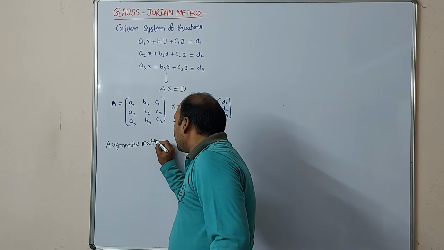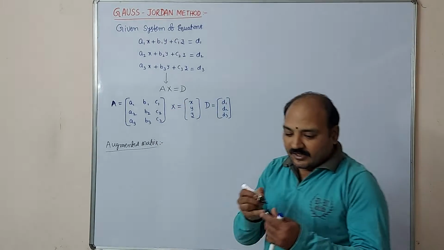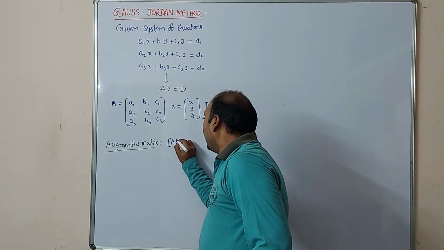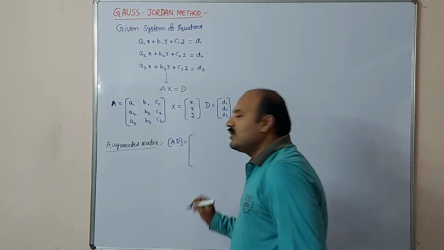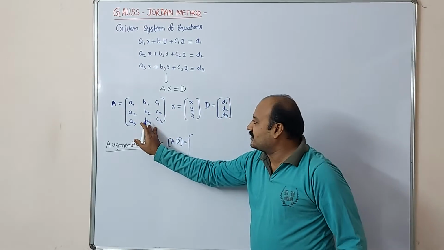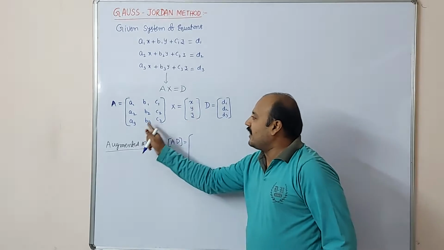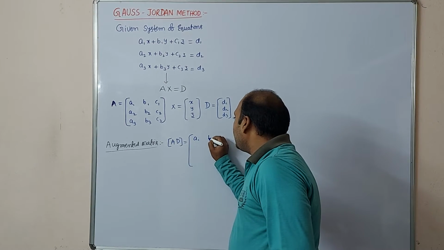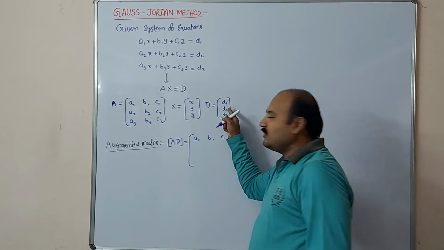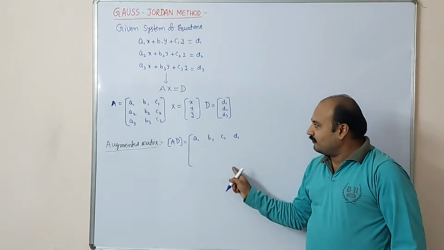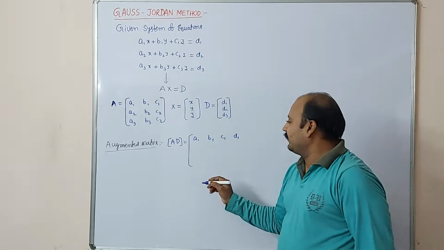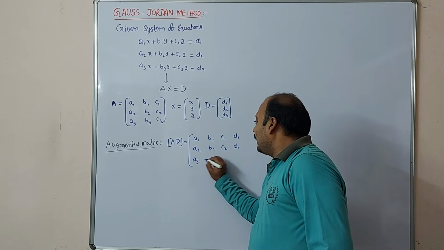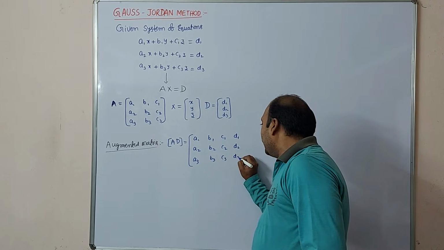What is meant by the augmented matrix? It is denoted by capital AD. That means the combined matrices of coefficients and constants. The combination of these two is called the augmented matrix. See here: a1, b1, c1, d1, with the last, fourth column filled with D, then a2, b2, c2, d2, a3, b3, c3, d3.